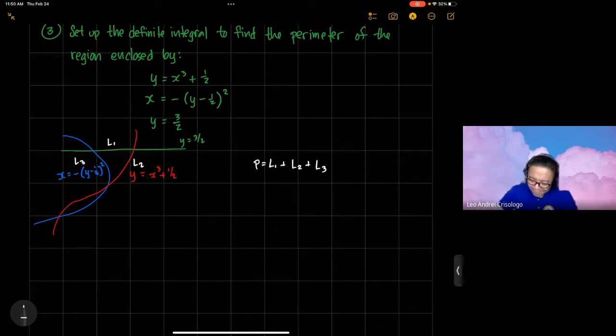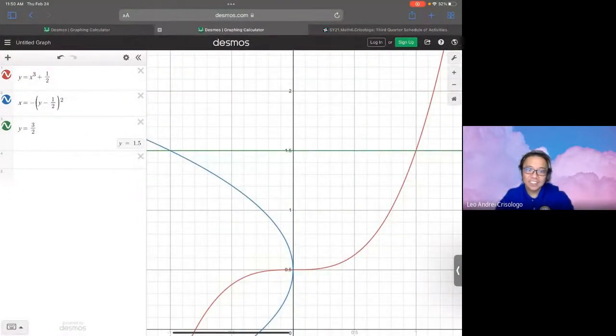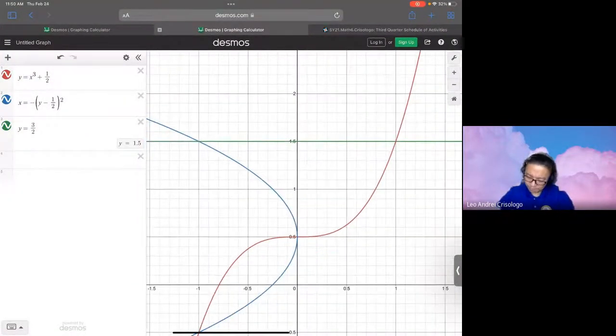So the easiest, of course, is L1. How long is L1? Let's look at the picture. It's just the length of the green line. The green line bounds the region from x equals -1 to x equals 1. So it has a length of 2. Okay?